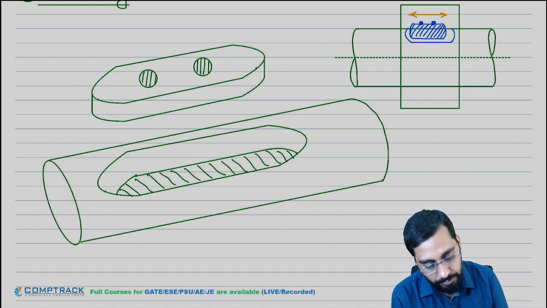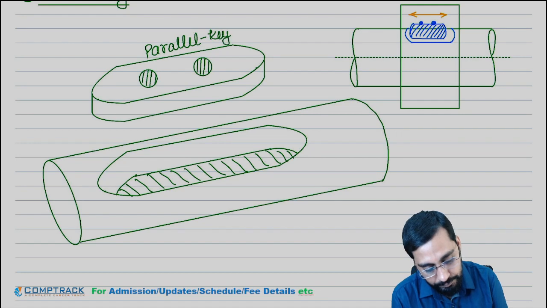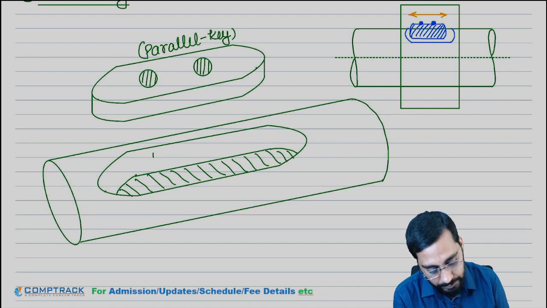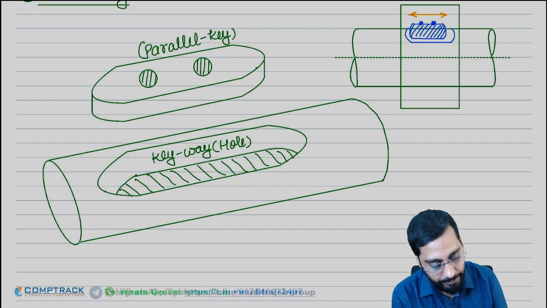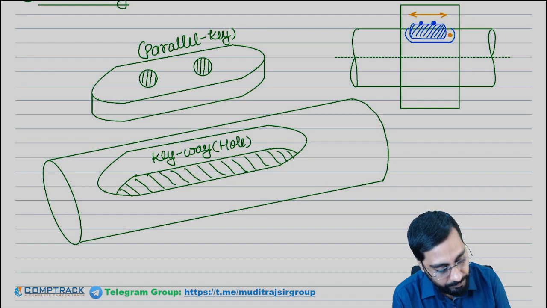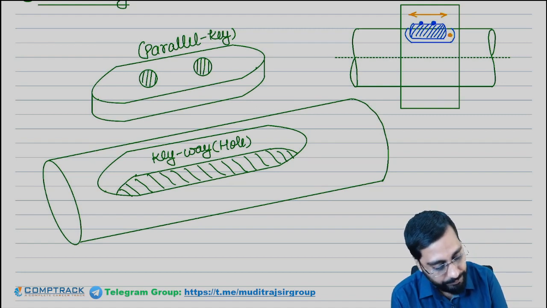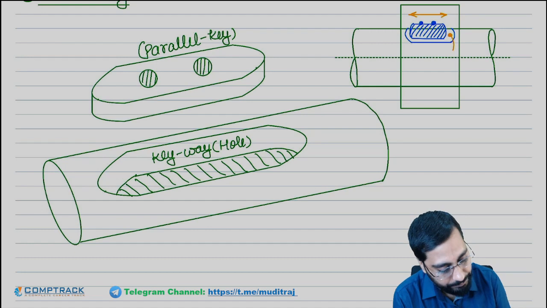तो यहाँ पर इसको लिख दो, this is your parallel key, this is your keyway and keyhole in the shaft, and there is clearance between keyhole and key.